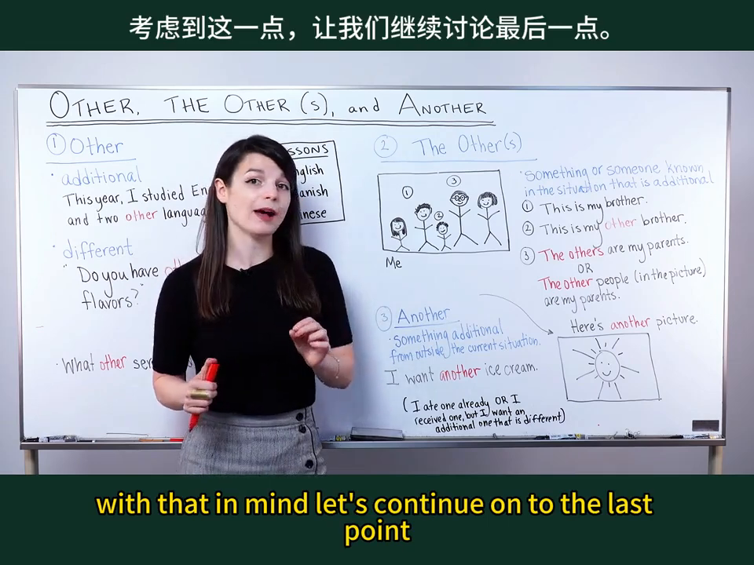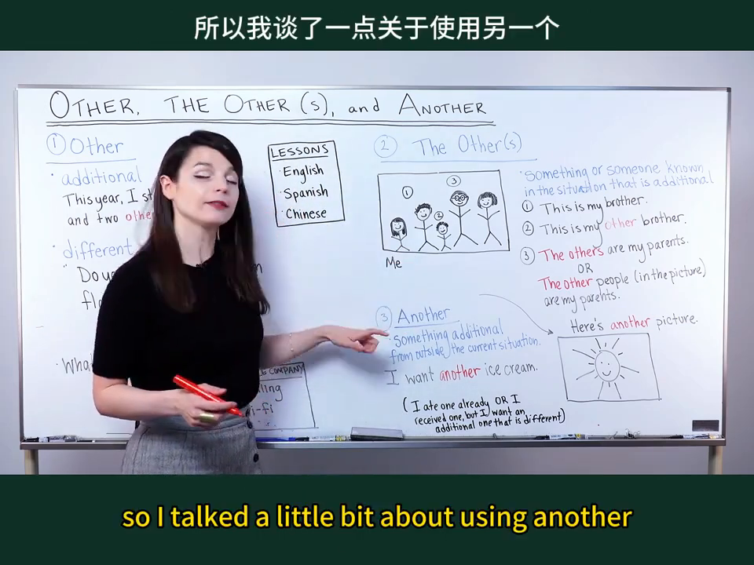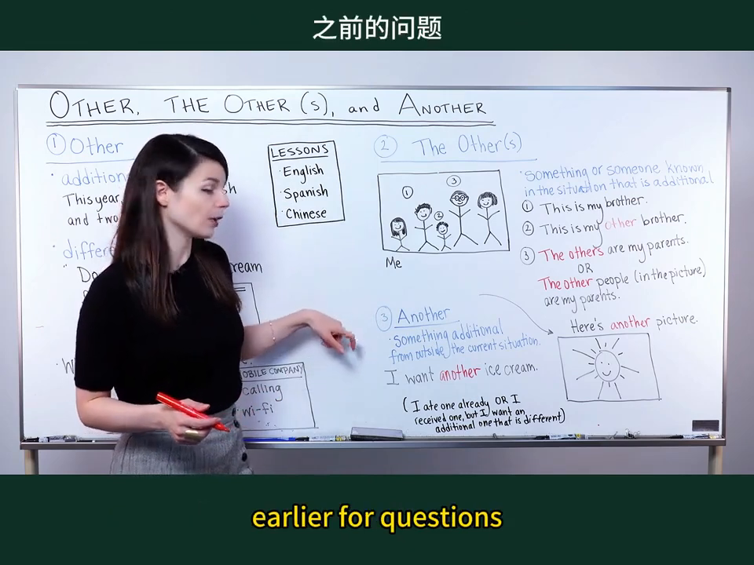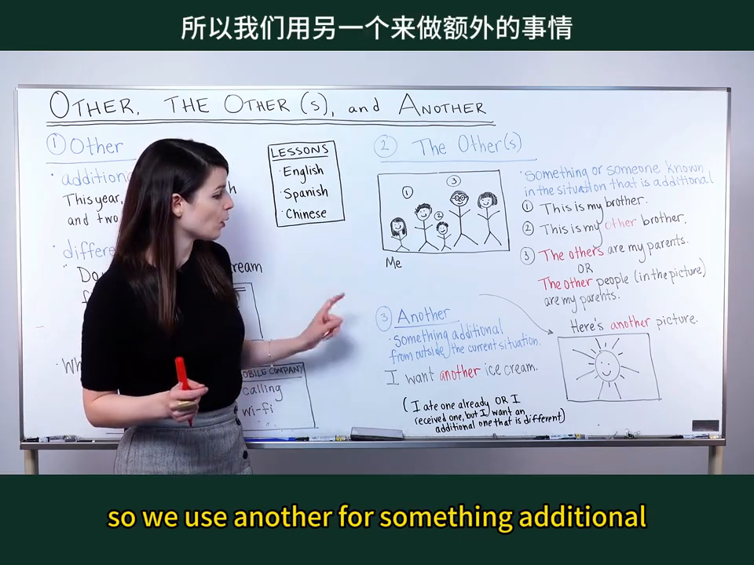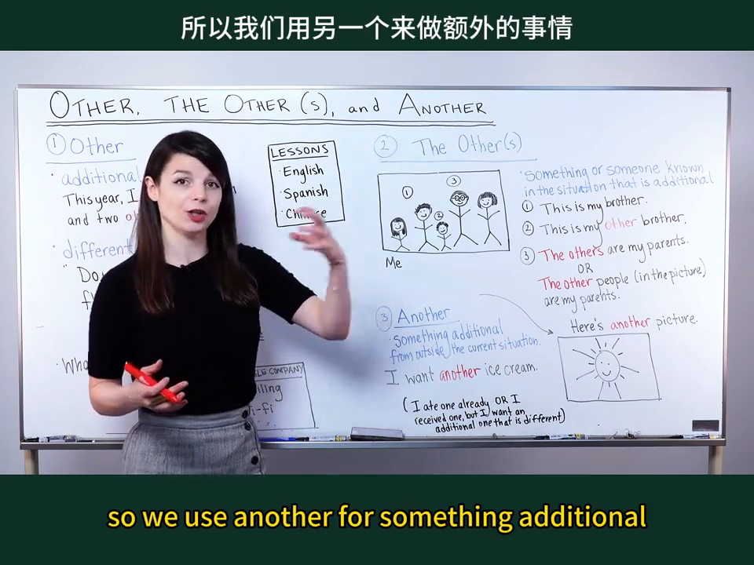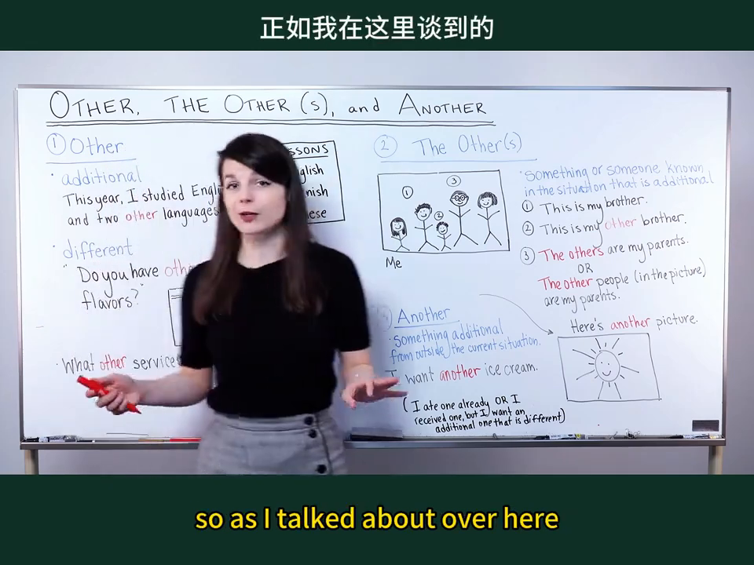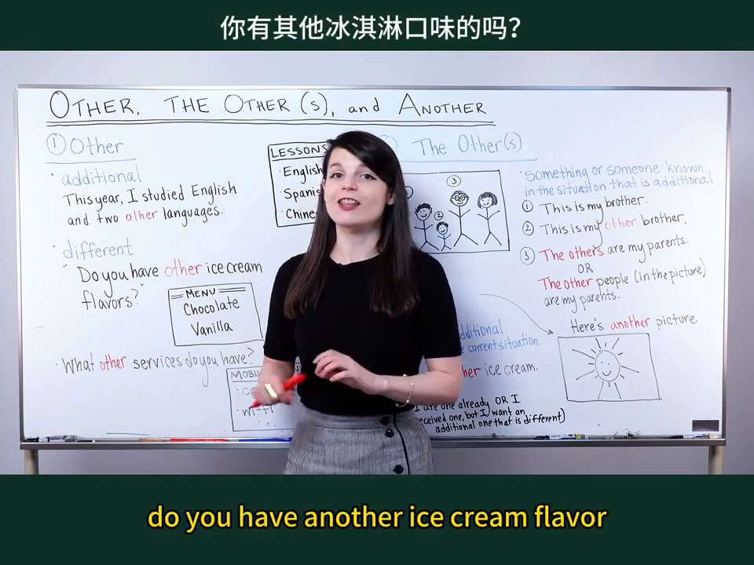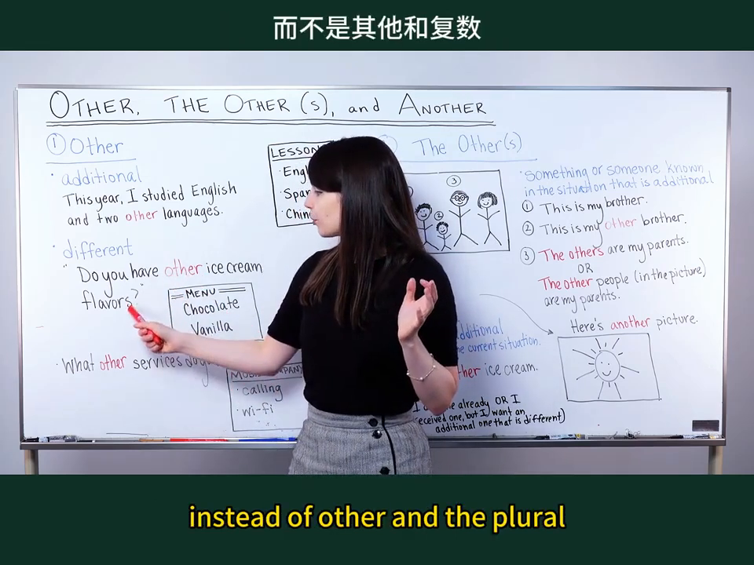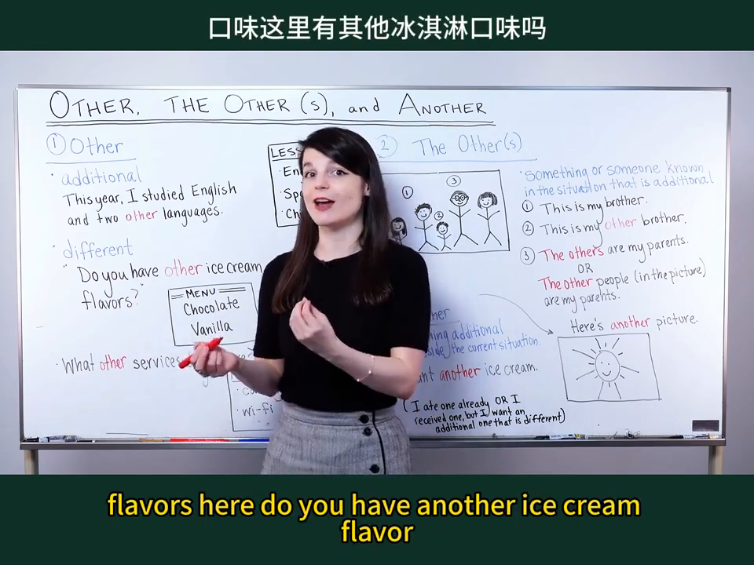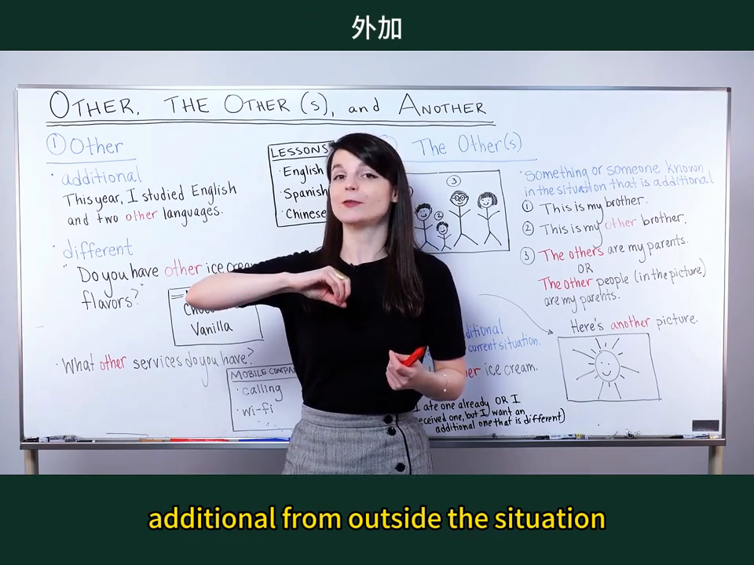So with that in mind, let's continue on to the last point, number 3, another. So I talked a little bit about using another earlier for questions, but here let's talk about using another for statements. So we use another for something additional, but from outside the current situation. So as I talked about over here, do you have another ice cream flavor? We could say that instead of other and the plural flavors here. Do you have another ice cream flavor? As a question, we're asking about something additional from outside the situation.